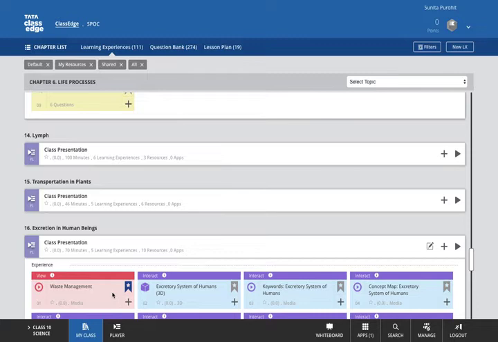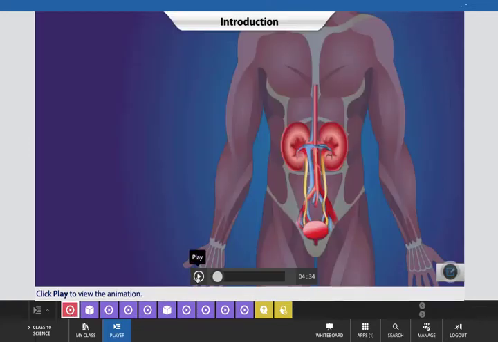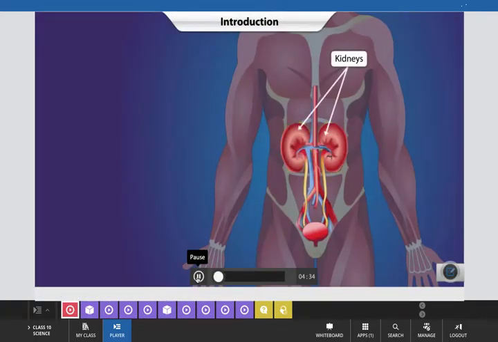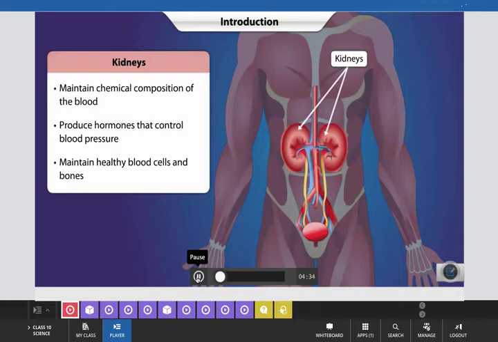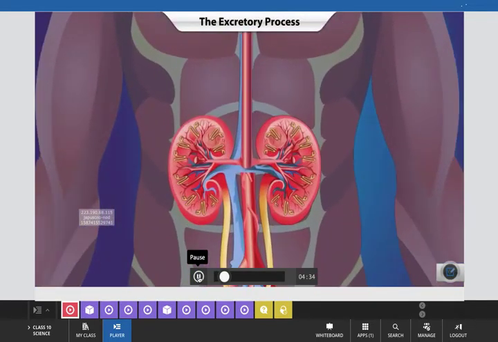Now, let's try to know about the waste management system and its importance. The kidneys are the body's primary excretory organs. They filter the blood to remove wastes and regulate the relative concentrations of salt and water in the blood. Let's learn how the kidney functions.